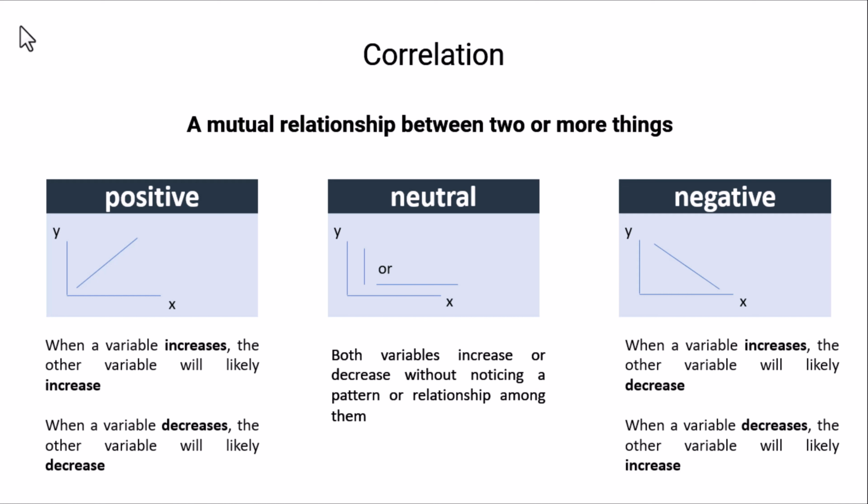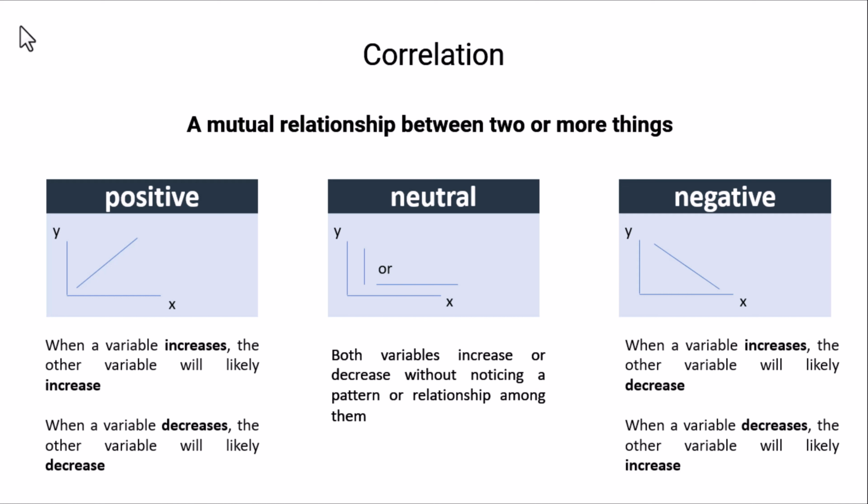We have three types of correlation. These are positive correlation, neutral correlation, or we say no correlation, and negative correlation. A positive correlation is established when we have two variables, and when one of the variables increases, the other is also likely to increase. And when one of the variables decreases, the other is also likely to decrease.